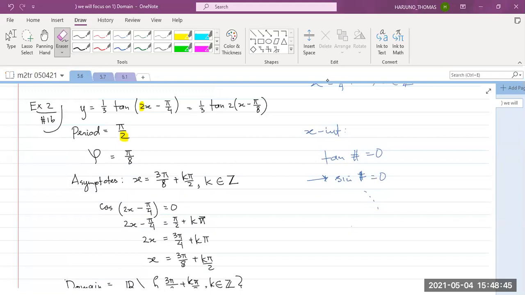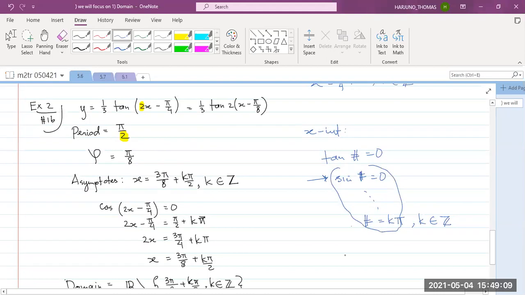For x-intercept, tangent blah equals 0, then sine blah equals 0. Then sine blah equals 0 implies blah has to be an integer multiple of pi. And then you solve further for x. Now you see this guy here, and the other guy, cosine blah equals 0 implies blah is pi over 2 plus an integer multiple of pi. Those are actually the two key ingredients for what we have done so far.